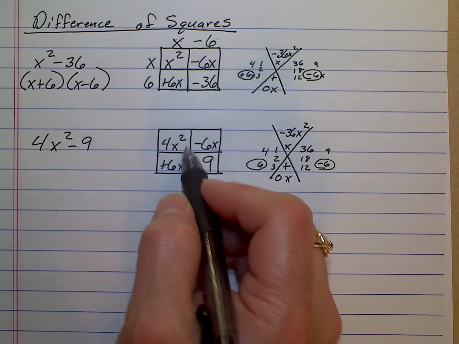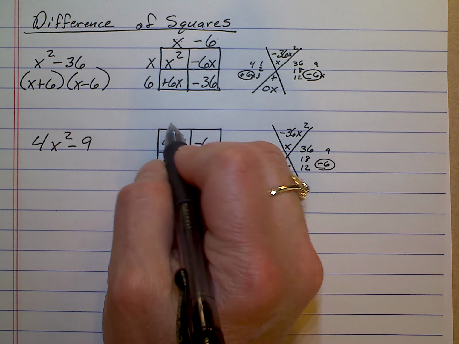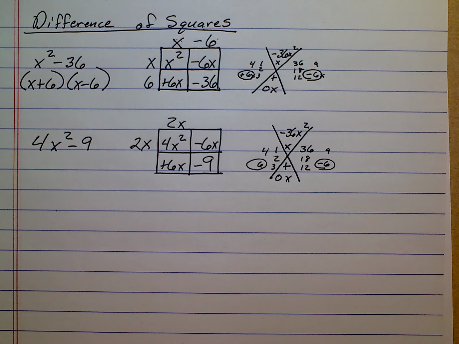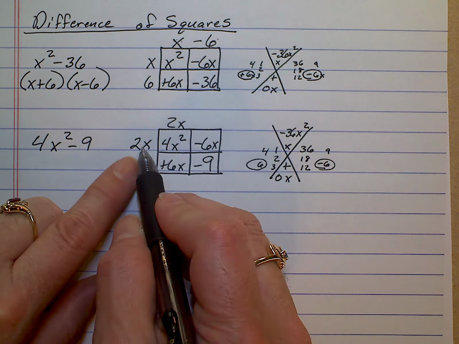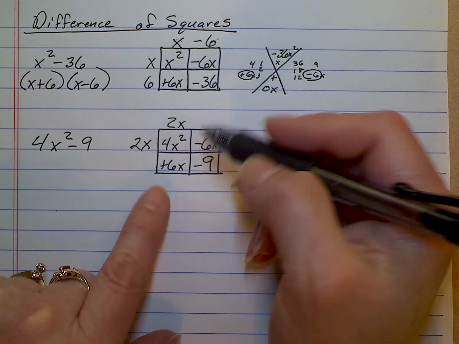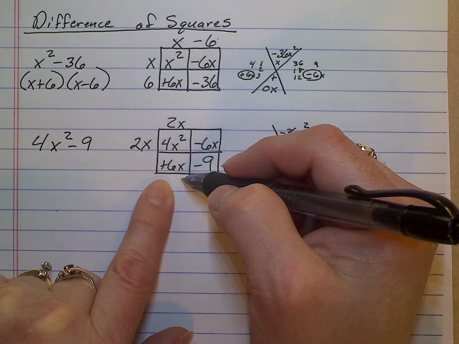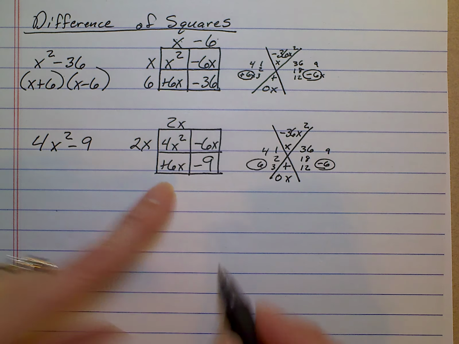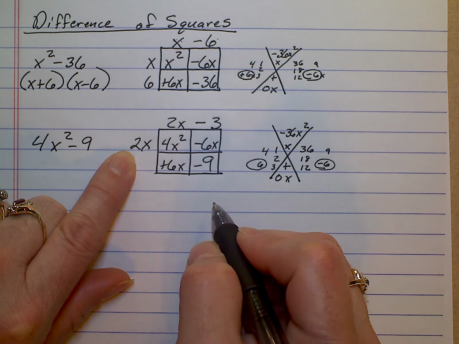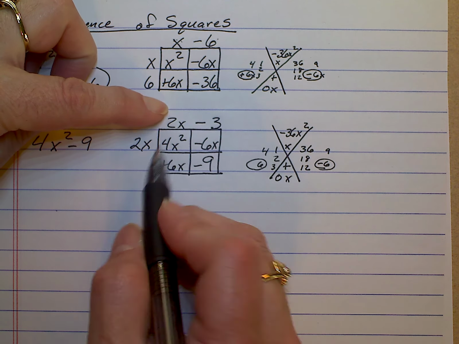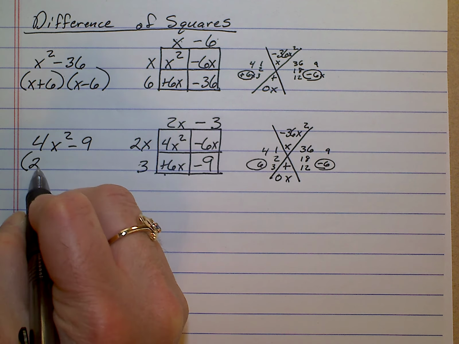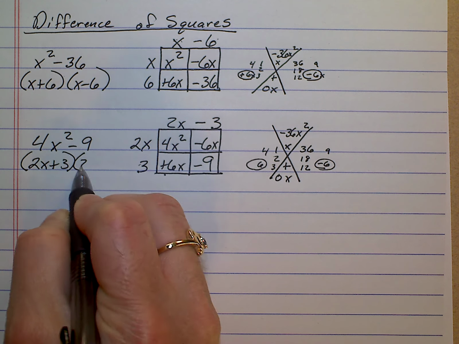To get 4x squared, I need to multiply 2x times 2x. Now, why did I choose 2x and 2x instead of 1 and 4? Well, because 2x is the GCF of this row, and 2x is the GCF of this column, and that's what's happening there. Okay? 2x times what is negative 6x? It's negative 3. And 2x times what is 6x? 3. So what we just did was break this down into two factors, 2x plus 3 and 2x minus 3.